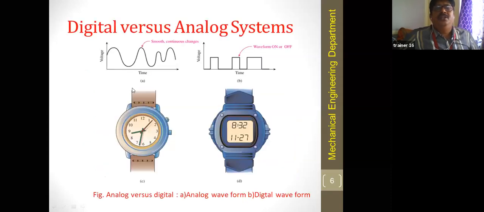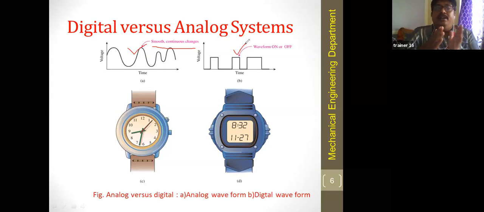If you see here the digital versus analog, this is a digital watch. See here, this has smooth and continuous changes, which means analog. This is an analog waveform, a sinusoidal waveform. This is the digital waveform. This one we can get with pulse width modulation, which is one of the device components in electronics. It converts a sinusoidal signal into digital.